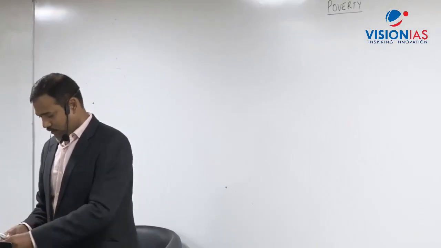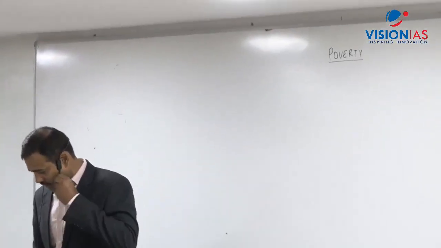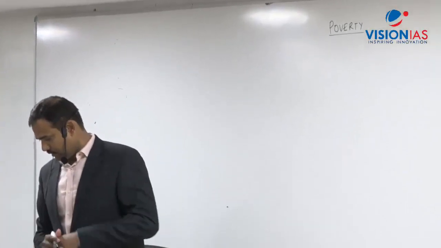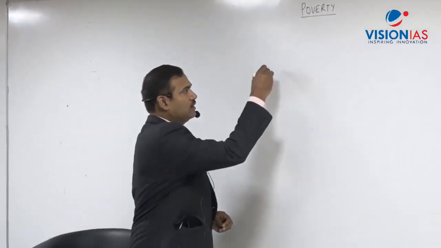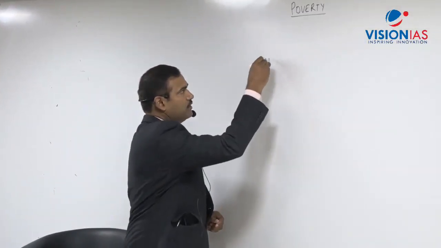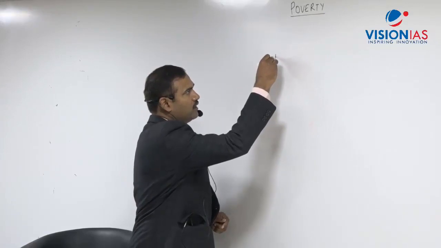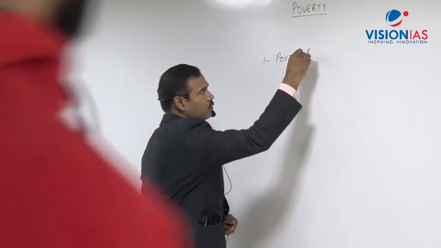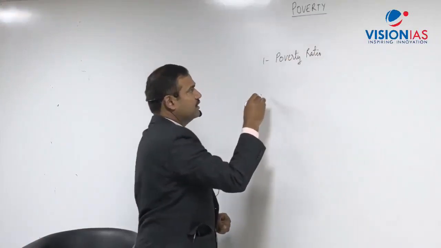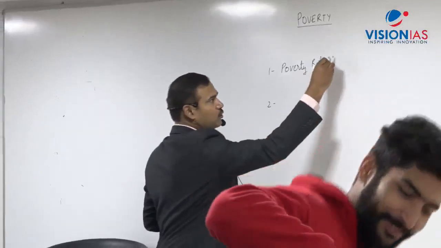There's a doubt actually from an online student. The doubt is in the formula of the poverty gap index and the squared poverty gap index. First, we have discussed the head count ratio, or poverty ratio. The poverty ratio shows the extent of poverty, what percentage of people are poor. So the poverty ratio is shown by H.